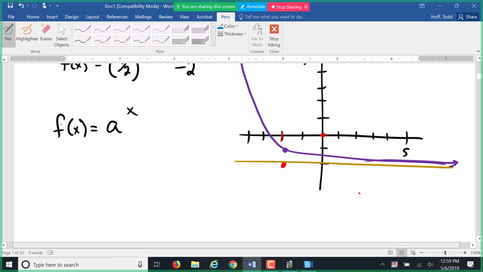So as we look at this basic form here, f of x equals a to the power of x. If a equals 1, what is it going to be? What's 1 to the power of anything? If a equals 1, that's just a flat line at 1.